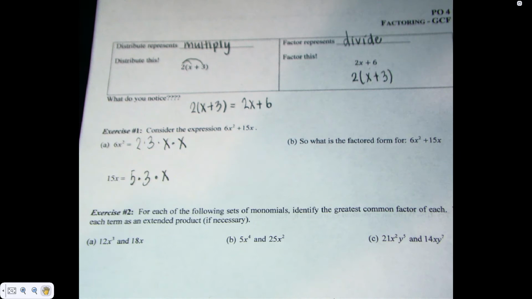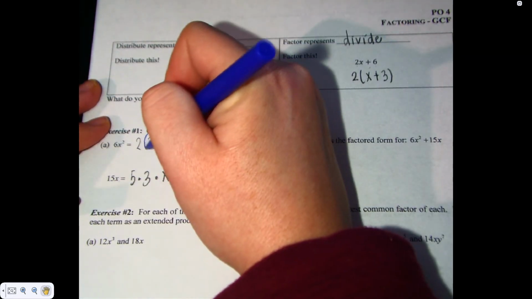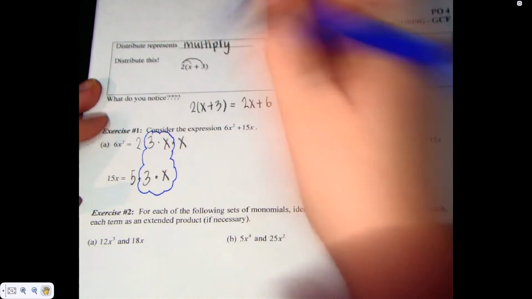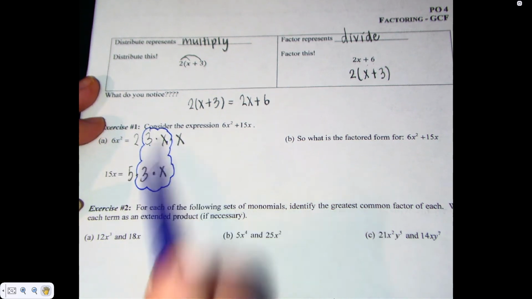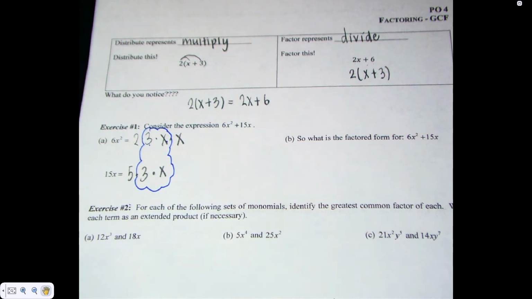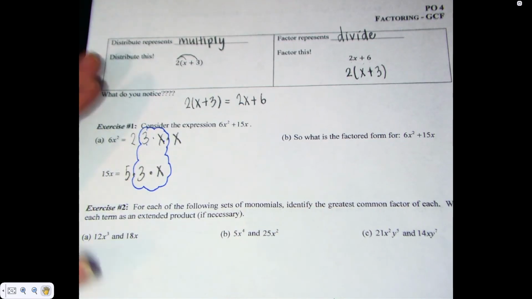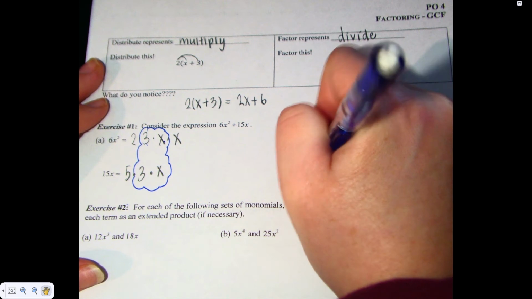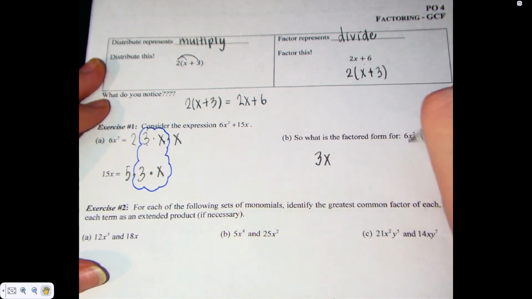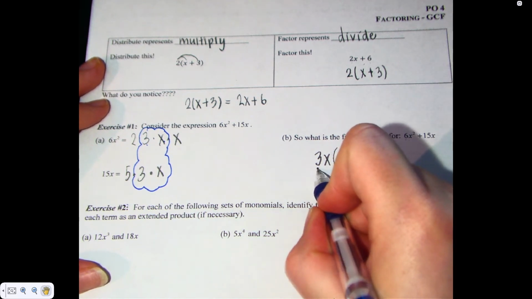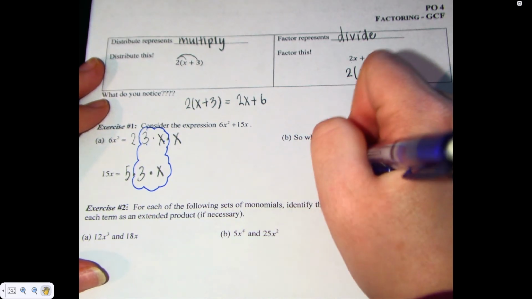Okay. So if I look at what's in common, these things are shared. Right? So I can take a 3x out of this and a 3x out of this, and they have it in common. So that means that 3x is actually my greatest common factor. Okay? So I'm going to pull out a 3x from here and here. All right. So I would say 6 divided by 3. Okay. Well, that's 2. Right?